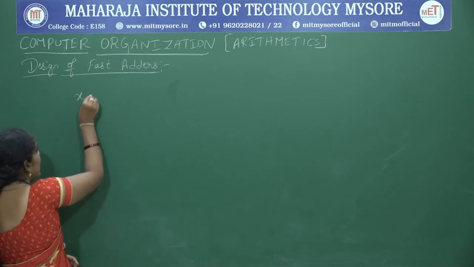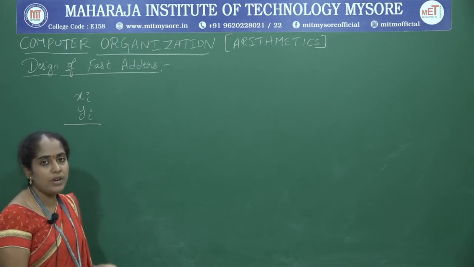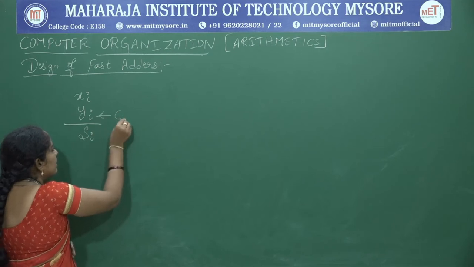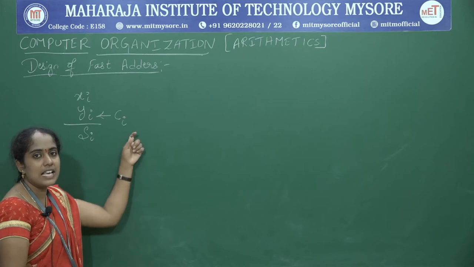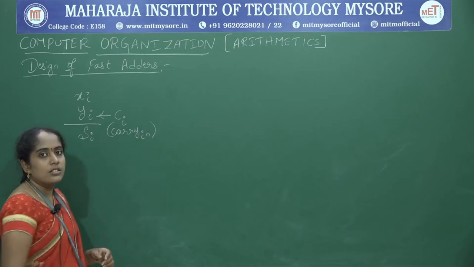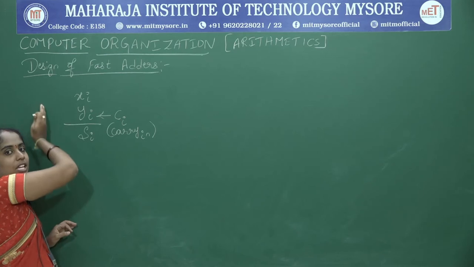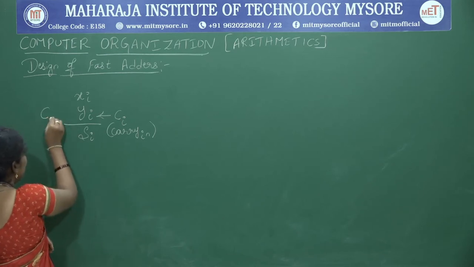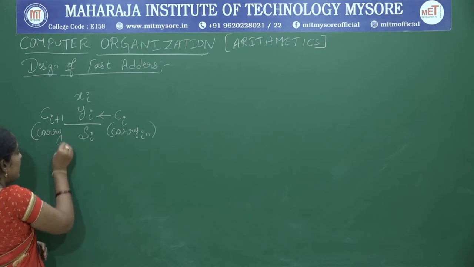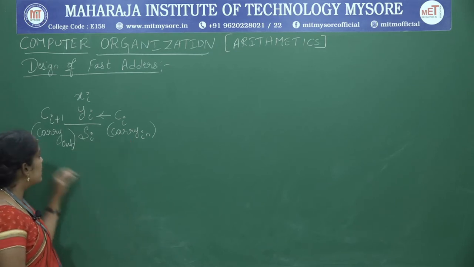Say for example, xi and yi. These are the two inputs, two bits xi and yi. You will get the sum, it is si. The carry is taken from the previous column, it is ci. It is also called carry in. The carry generated from this column will be propagated to the next column. It is called ci plus 1, or carry out. So this is ci, called carry in, and ci plus 1 is called carry out.